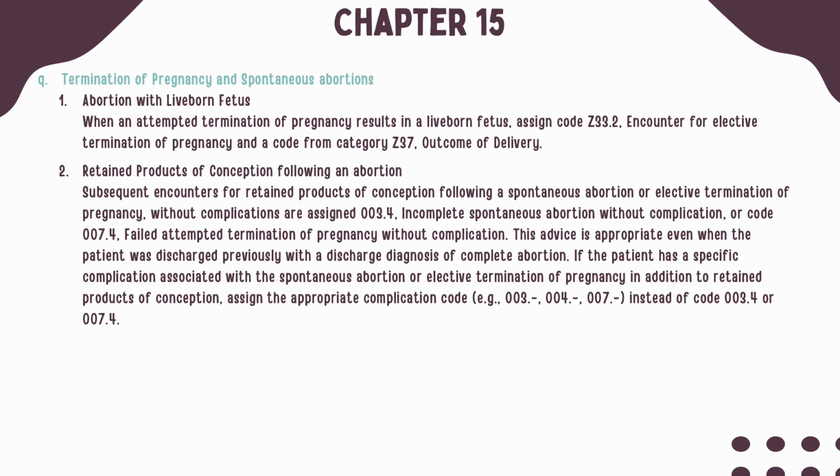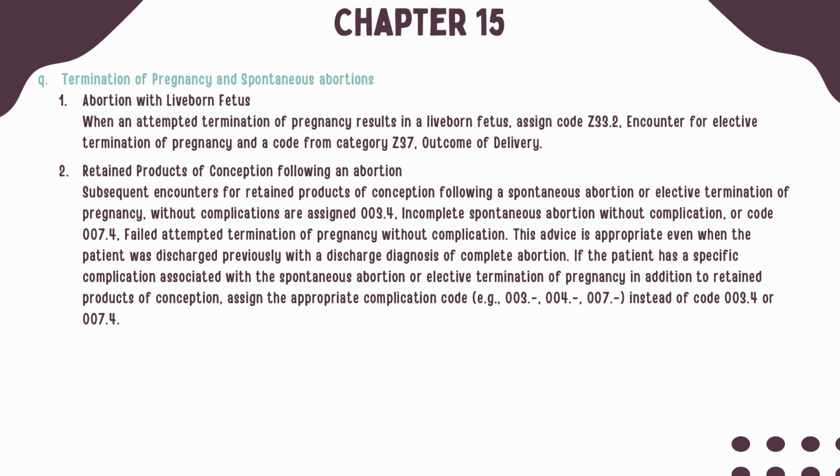When an attempted termination of pregnancy results in the live birth of a fetus, code Z33.2 should be assigned, as well as a code from category Z37 to indicate the outcome of delivery. Subsequent encounters for retained products of conception following a spontaneous abortion or elective termination of pregnancy that do not have any complications are to be coded with O03.4 or O07.4. These codes are appropriate even when the patient was discharged previously and is readmitted.